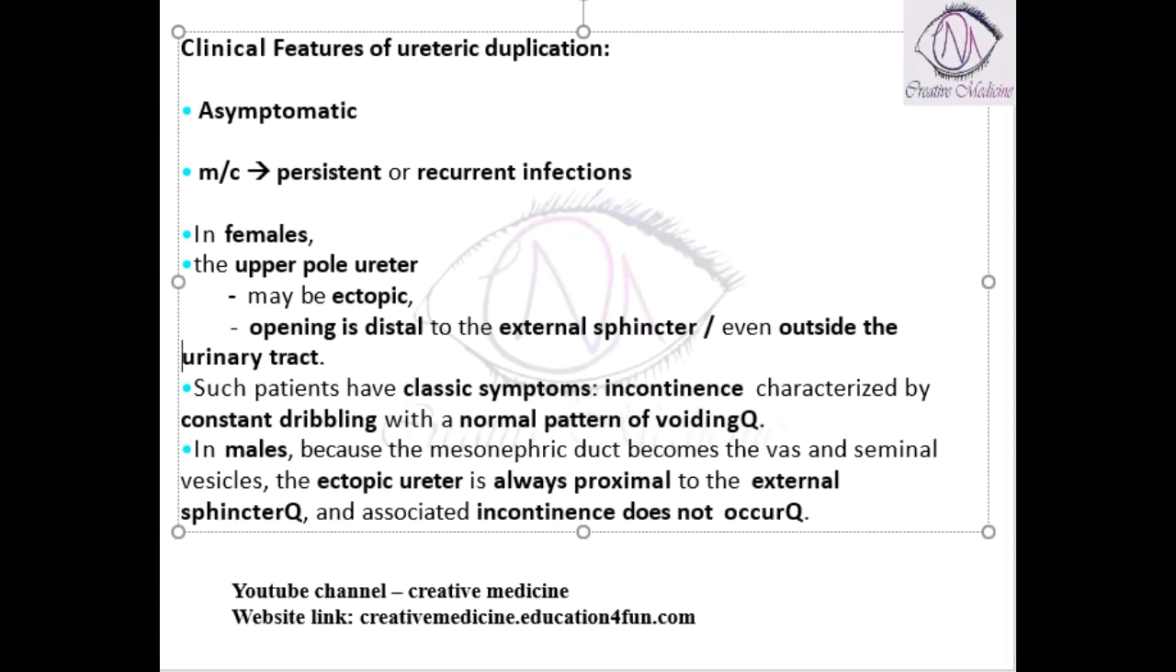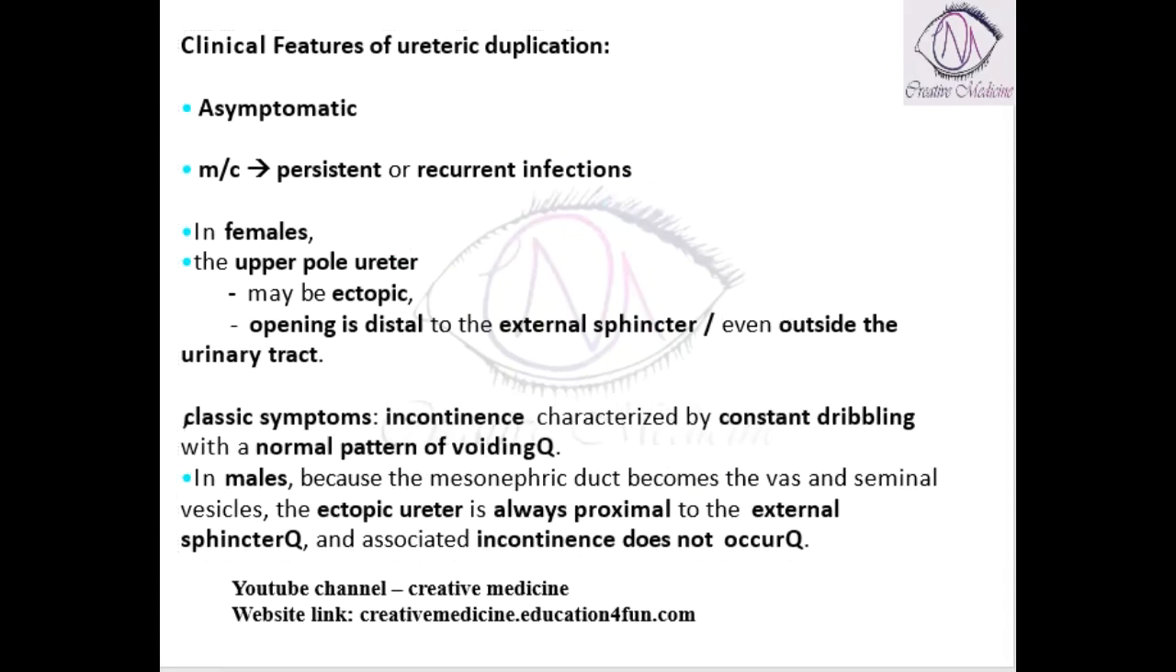For example, it's simple. See, the upper pole ureter. This is the kidney. The upper pole will drain downwards, caudally and medially to the lower pole. The upper pole ureter will drain caudally and medially to the lower pole ureter. Now, whenever there is this upper pole ureter, if it goes and drains below the external sphincter.